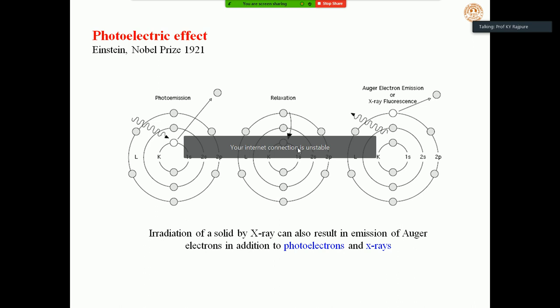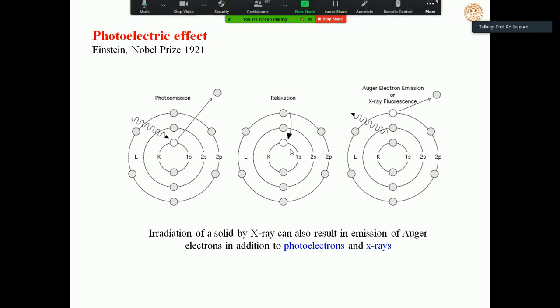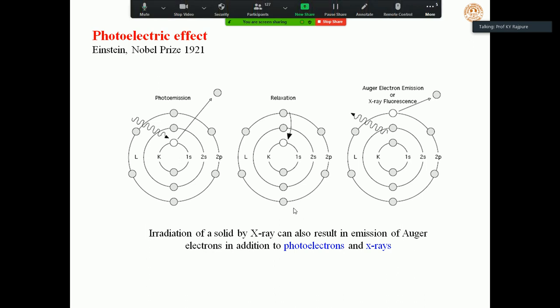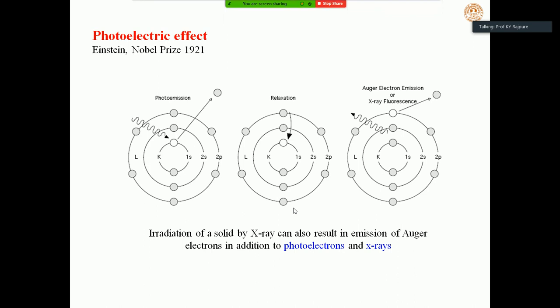non-radiative transitions. I can request the organizers, if my connection halts, because here I can see the signal, my internet connection is not proper, they can halt me at any time and tell me whether my audio and video is continuous or not. So organizers, please inform me.